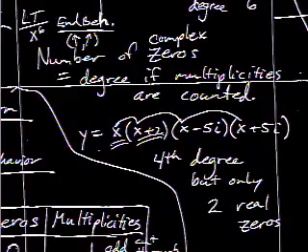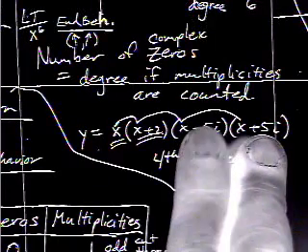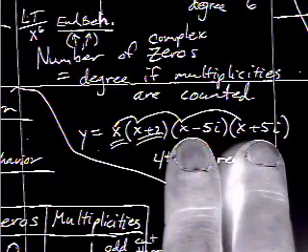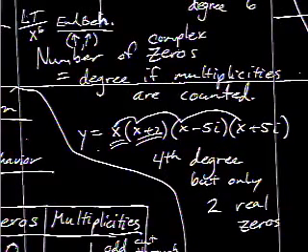So that's why we talk about counting the number of complex zeros, because there are 2 solutions right here which are complex. We got 5i on the left and negative 5i on the right. Those are solutions, but they are not zeros. The graph of this thing will only touch the x-axis twice.